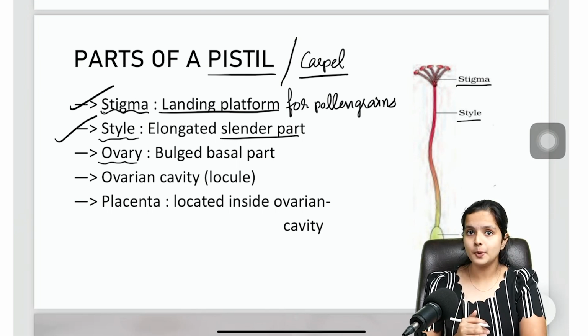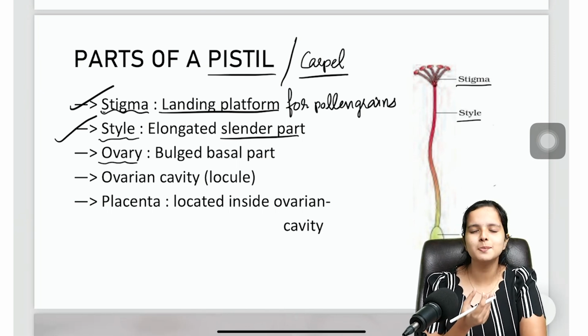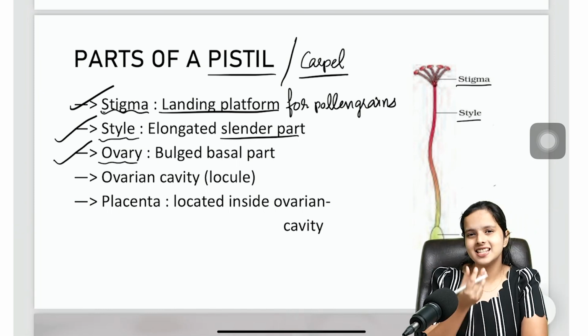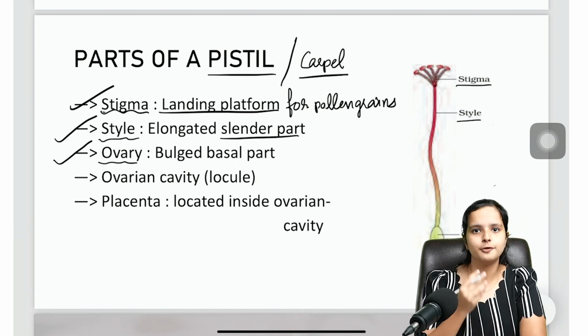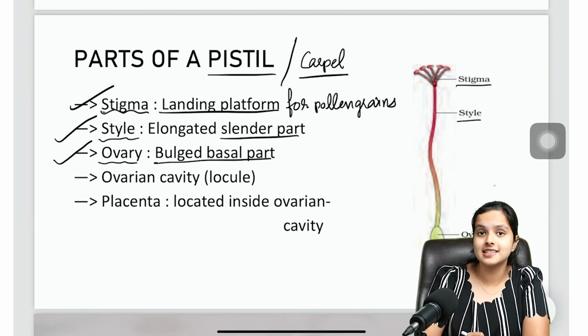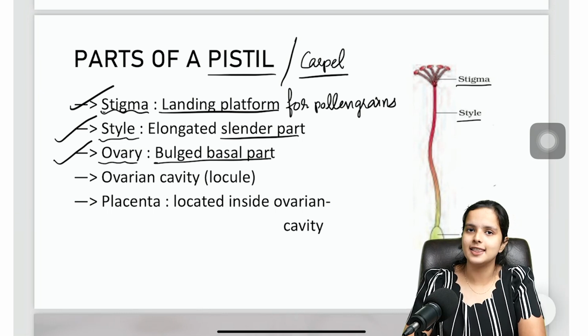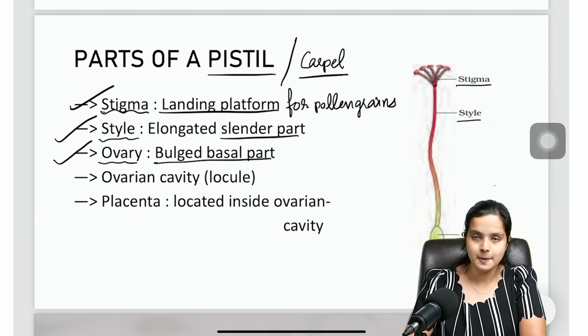And at the basal portion, you have a bulged part, the most important part. That is the ovary. So what is an ovary? Ovary is the bulged part at the base of a pistil. Okay, it's a bulged basal part of a pistil. So you have three parts: the stigma, the style, and the ovary. These are the three major parts of a pistil.